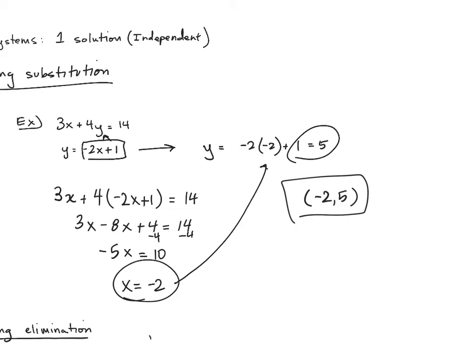So that's the substitution method. I would recommend substitution method when you have an equation in this form. It's called standard form, where both variables are on the same side of the equation. This one obviously is slope-intercept form, y equals mx plus b. When you have a system of equations where one of the equations is in standard form and the other is in slope-intercept form, then substitution works really, really well.